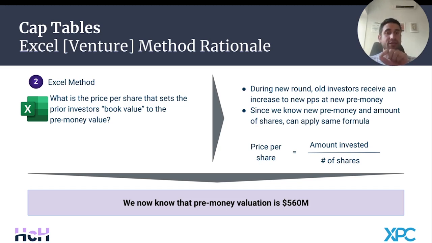And this is because during a new round of financing, when the company's valued more, the prior shareholders' equity amount on paper at least is now worth more since the company is worth more, right? So we know that the post-money is $700 million, with the $140 million investment. So we know the pre-money here is $560 million.